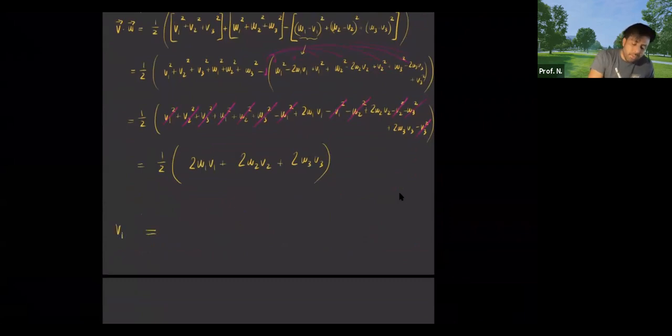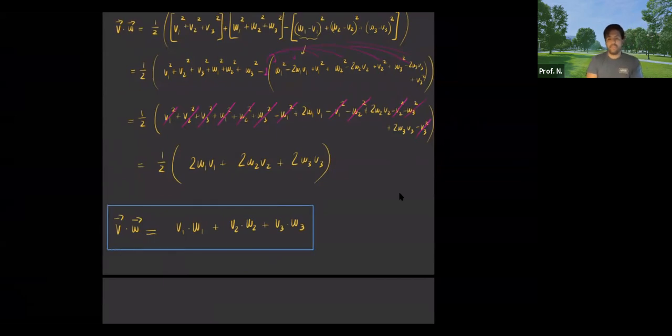So what did I just figure out or show? I showed that V dot W, when I interchange the components here, I can write this as the product V1 times W1 plus V2 times W2 plus V3 times W3. So this is another definition for the dot product.